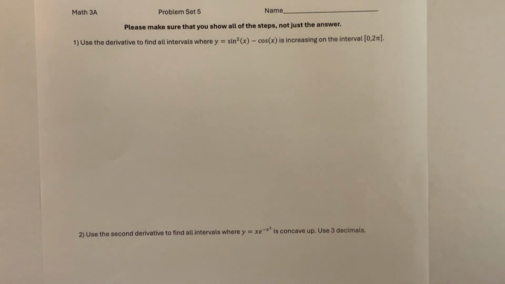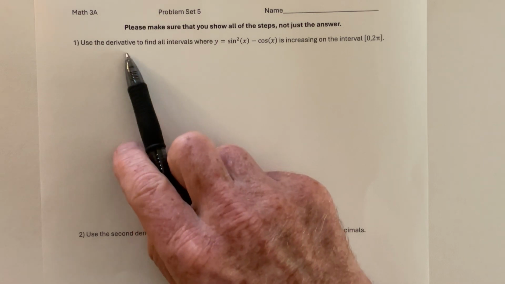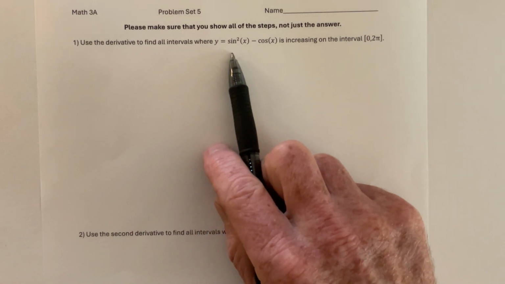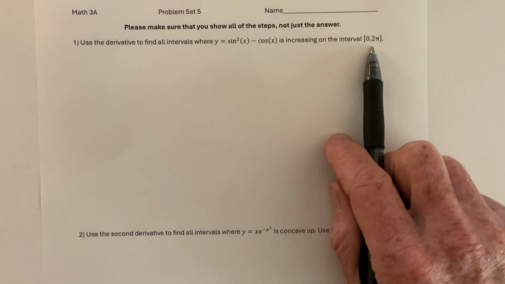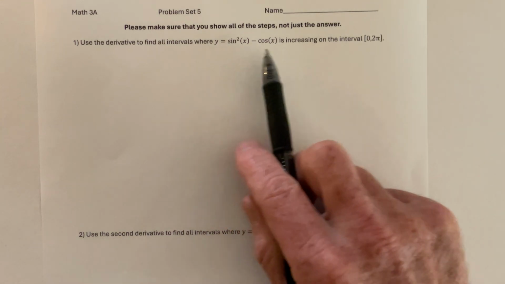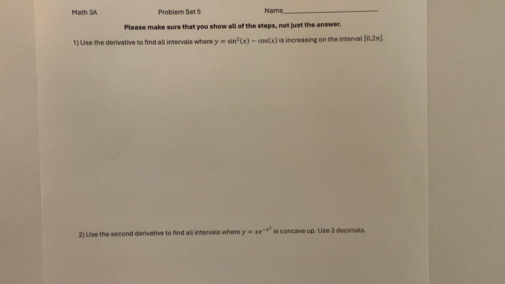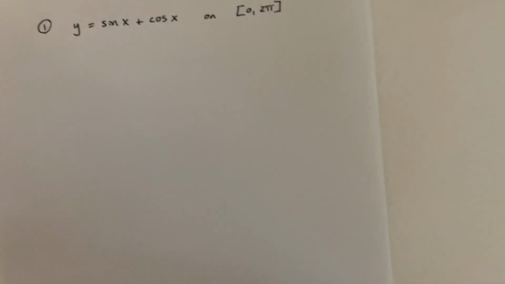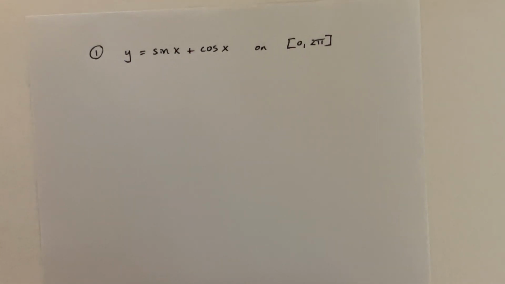Well, look at that. We're already to problem set number 5. Use the derivative to find where the function is increasing and decreasing on the interval from 0 to 2 pi. So this one's got sine squared minus cosine. I'm going to change it up a little bit and do sine plus cosine.